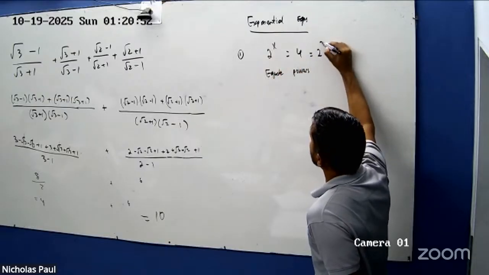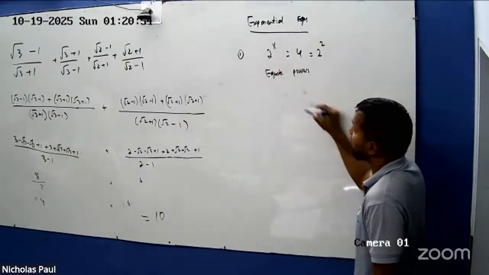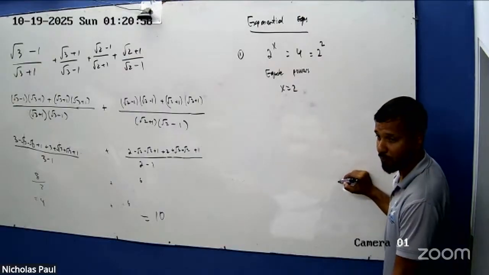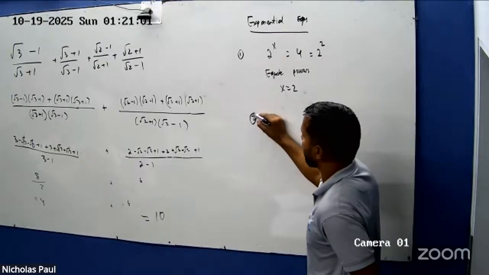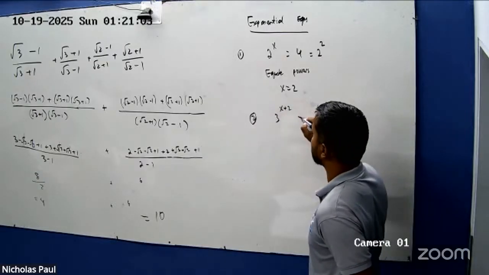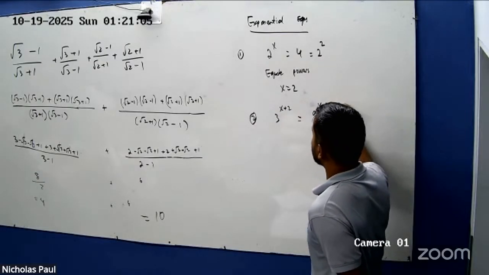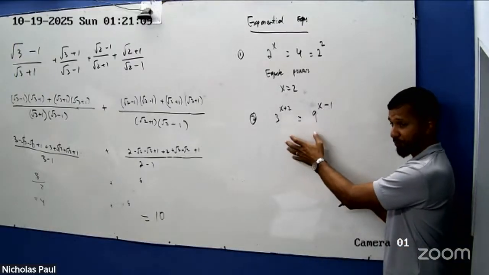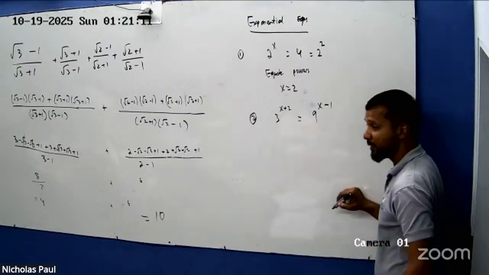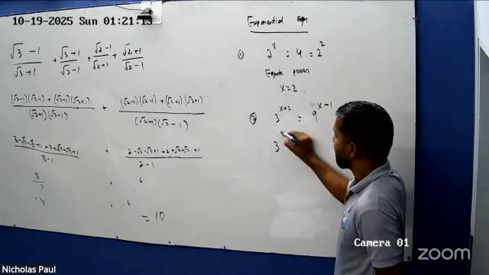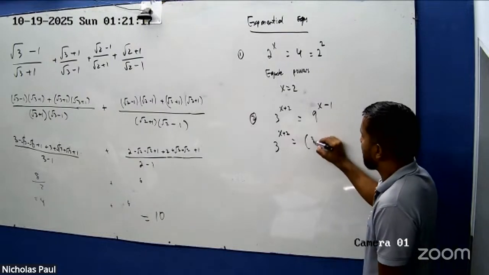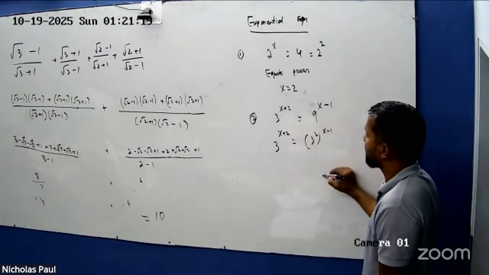So 4 is really 2 squared, so x is 2. That's okay? So if I give you something like 3 to the x plus 2 is equal to 9 to the x minus 1, what's the first thing you have to do? Convert them to the same base. So this will be 3 to the x plus 2, and 9 is 3 squared, to the x minus 1.